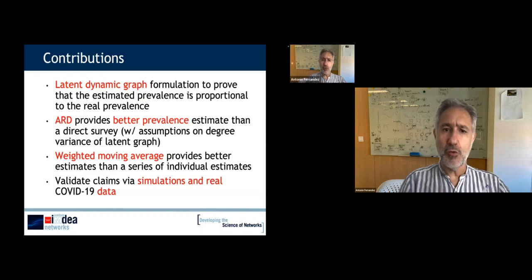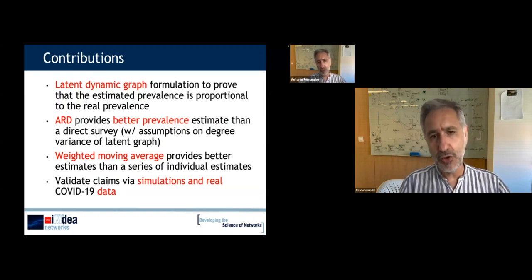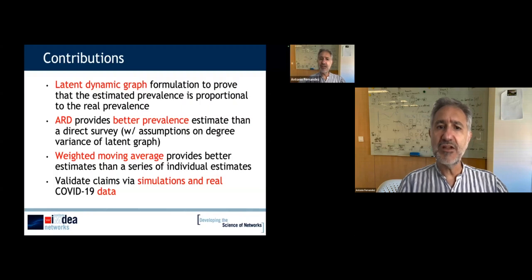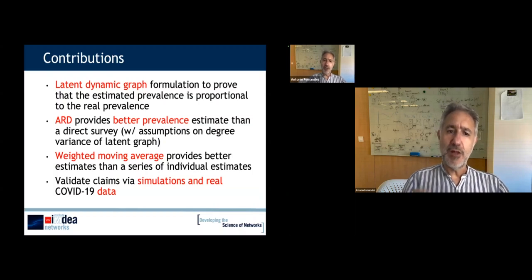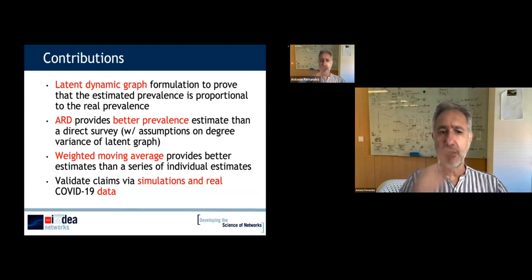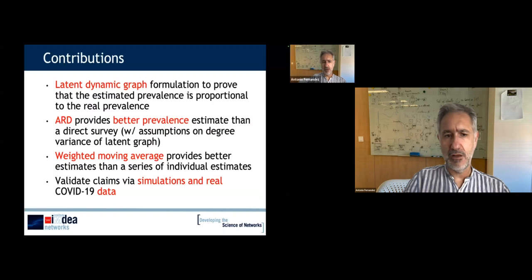We are going to show also that with the same number of people surveyed, you can get a better estimate if you use indirect questions. Moreover, if you apply a smoothing by just doing a moving average of these indirect estimates, you can do better than just taking estimates every day one by one. And finally, I'll show some actual results with simulations and real data.